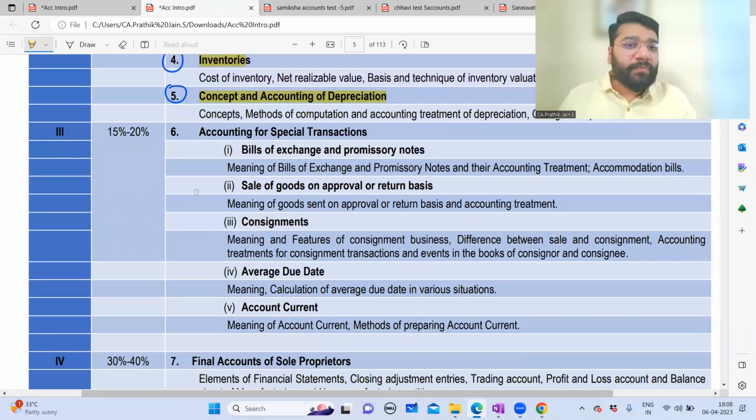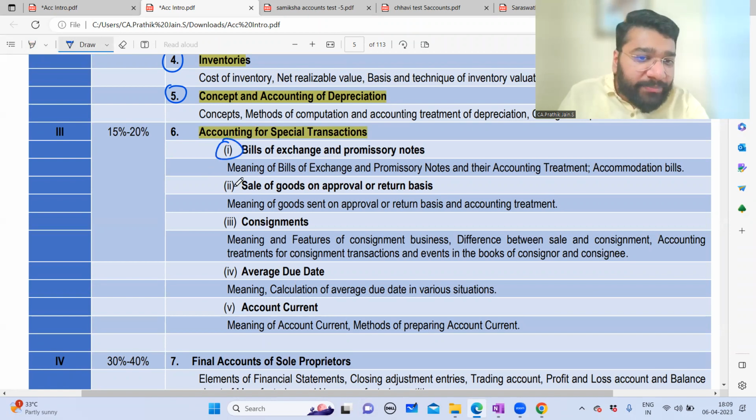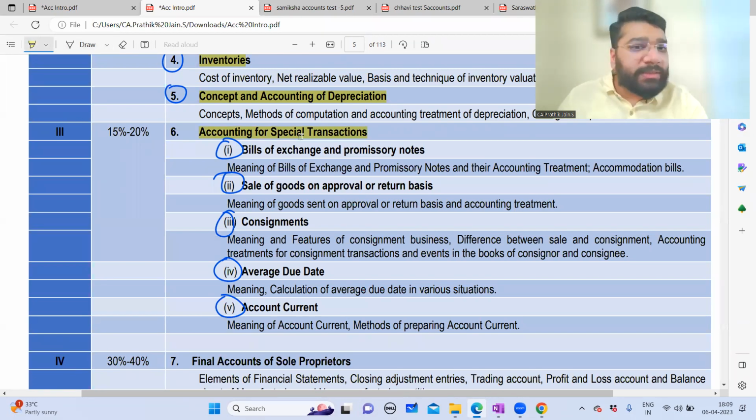Moving on will be your 6th chapter, accounting for special transaction. So this has multiple sub chapters. There are 5 sub chapters, you can say units also. Here, something you're already familiar with is bills of exchange. But some people would have missed bills of exchange because it was omitted in 11th standard because of COVID, to reduce the portion. So you might be familiar or might not be familiar. Bills of exchange is one topic that we're going to study.